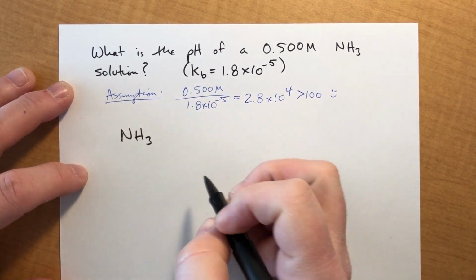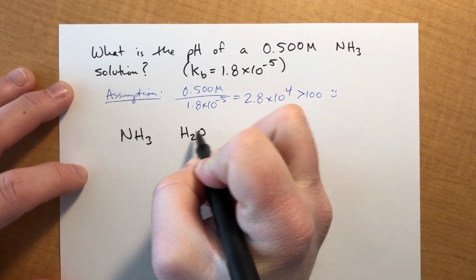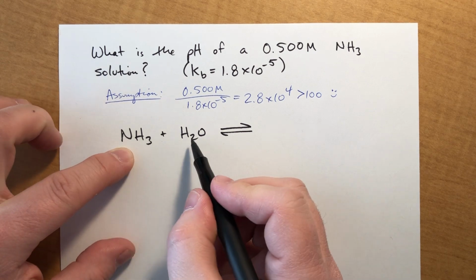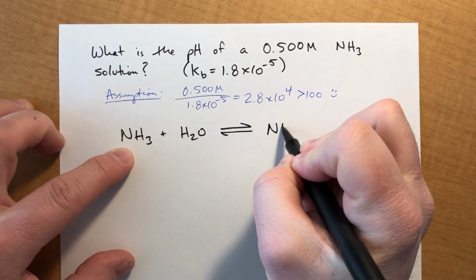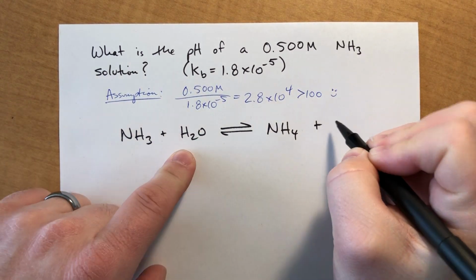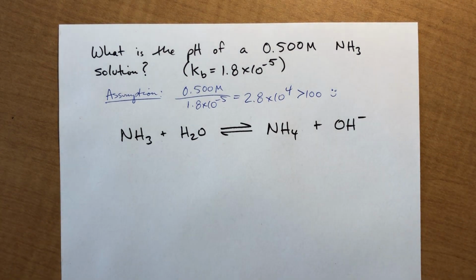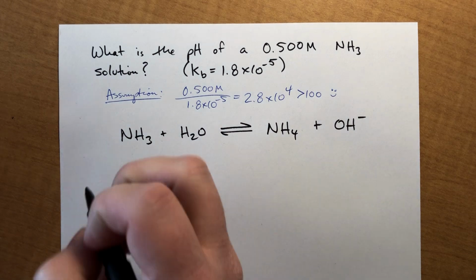look like this. We have our base plus water. It forms an equilibrium. Since this is a base, it's going to steal an H+, so you get NH4+. And this is going to lose an H+, so we get OH-. Since it's forming OH-, that's our indication that this is a base.